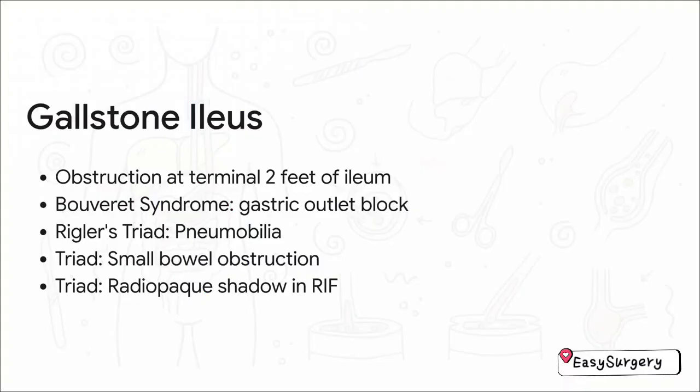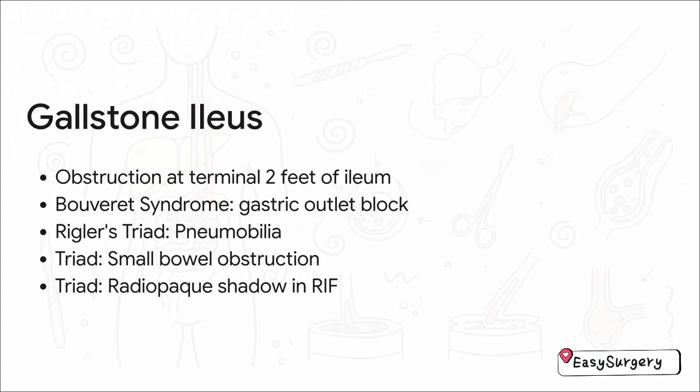Now, imagine that stone burns a hole not into the bile duct, but straight into the bowel. That leads to gallstone ileus, which, by the way, is a massive misnomer because it's actually a mechanical bowel obstruction. The stone erodes into the duodenum, travels down, and gets stuck. And here is a huge takeaway. It does not get stuck at the ileocecal junction. It gets stuck in the terminal 2 feet of the ileum. If it happens to get stuck way up high in the stomach outlet, we call it Bouveret syndrome.